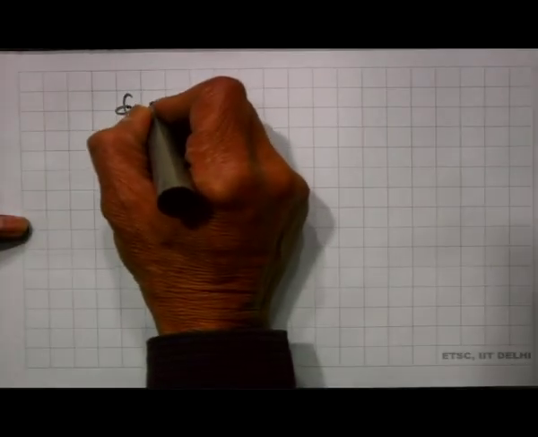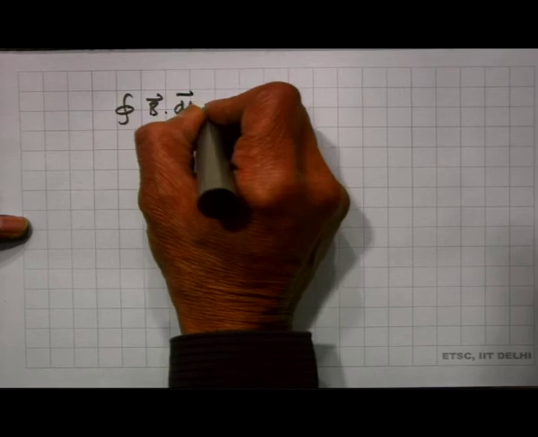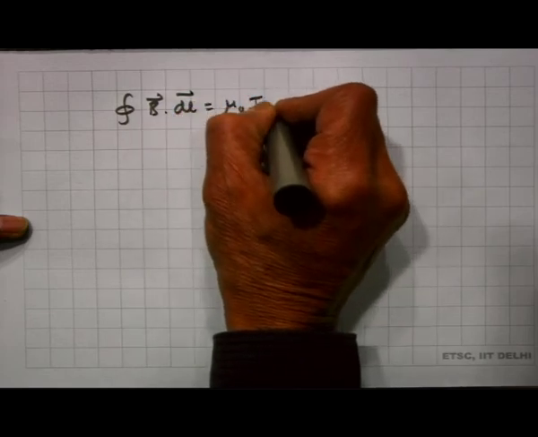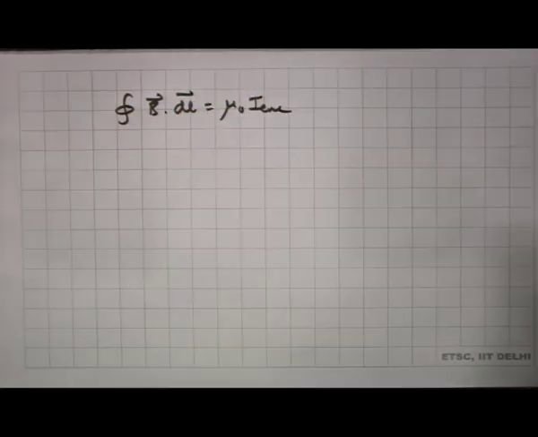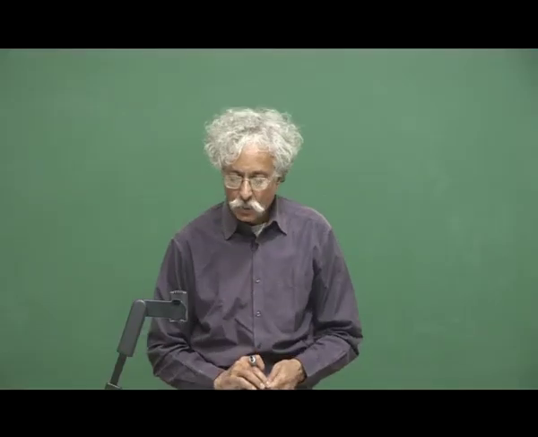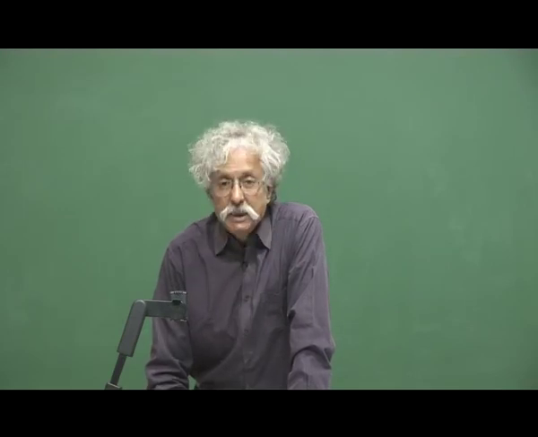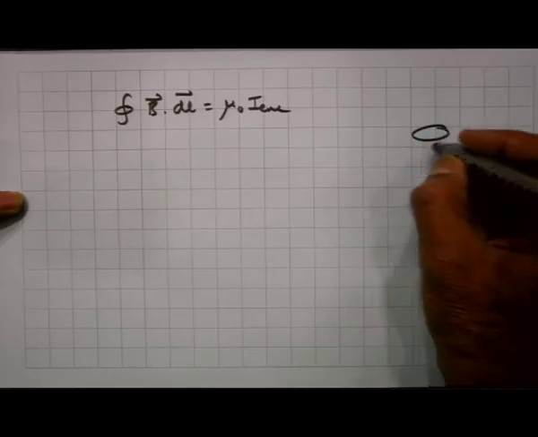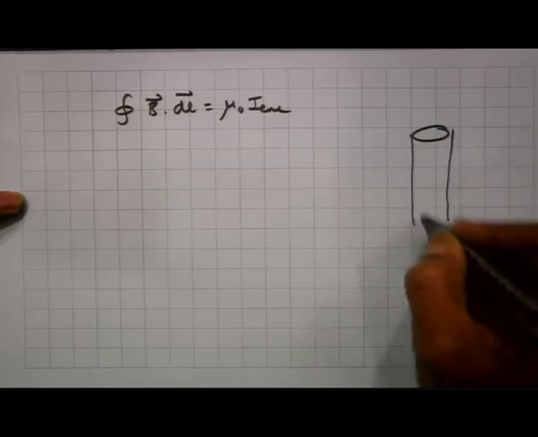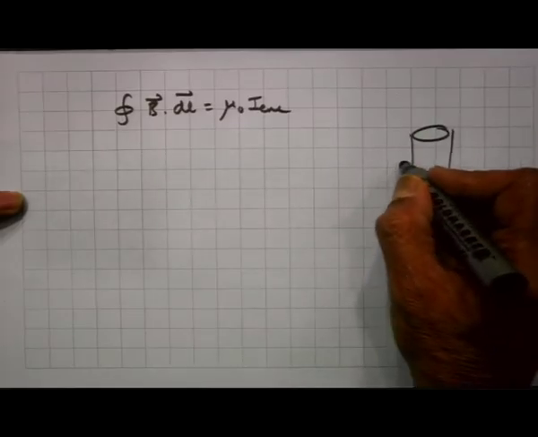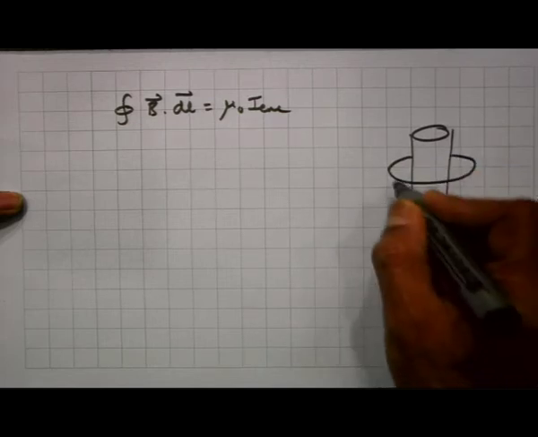So, I want to use Ampere's law. To use this law, I must find out what B will depend on, what coordinates, and what will be the direction of B. So, let me draw the solenoid here. This is my solenoid. Now, first I take a surface like this.